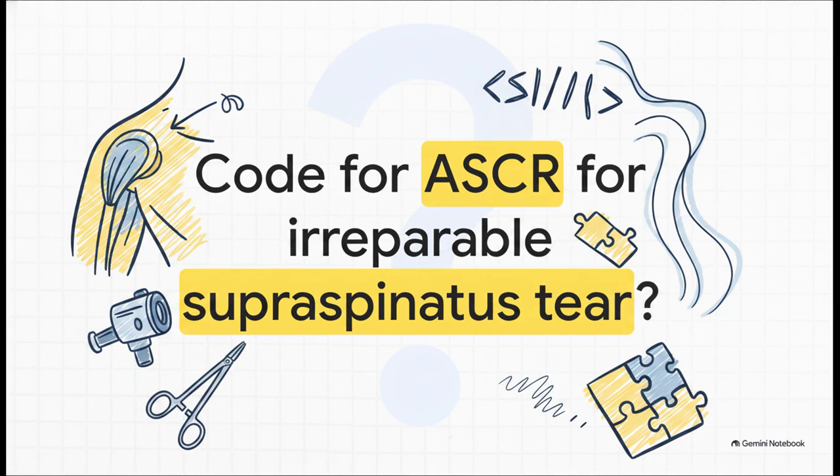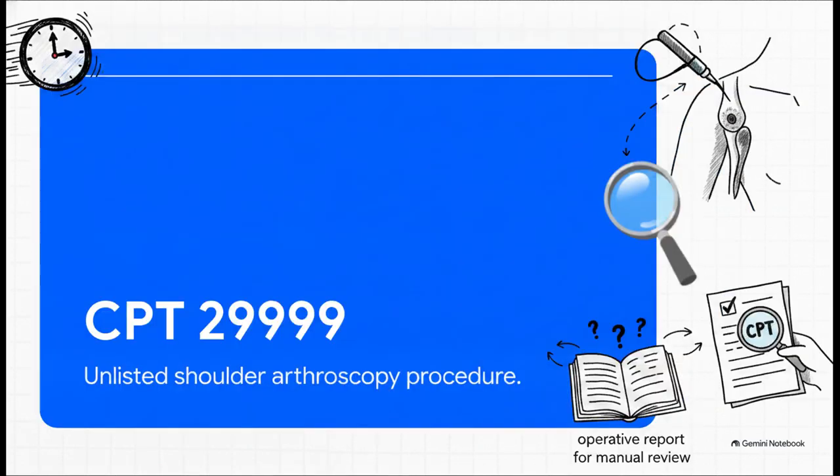Okay, question 4. I'm throwing a real curveball here to test your knowledge of advanced, non-standard procedures. What CPT code is reported for an arthroscopic superior capsular reconstruction, or ASCR, for an irreparable supraspinatus tear? The answer is C, CPT 29999. Listen, medicine moves fast, and sometimes the code book just hasn't caught up yet. Because there isn't a specific dedicated CPT code for an ASCR just yet, we must default to the unlisted arthroscopy procedure code and send in the operative report for manual review.